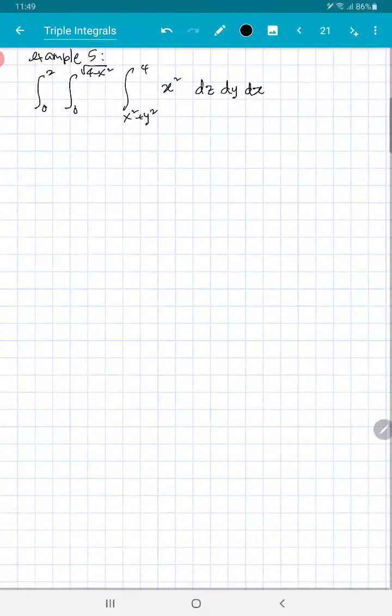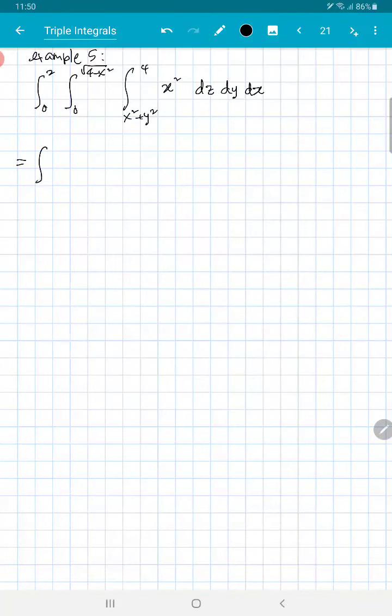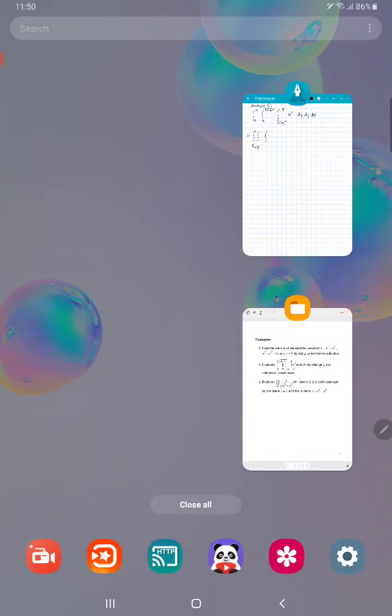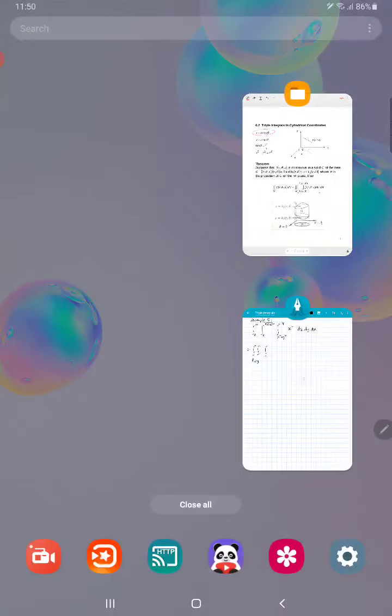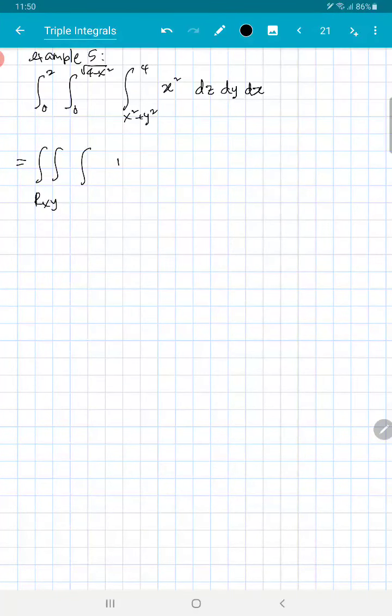Okay, so here we can straight away write this as R on the xy plane. The upper limit for z, well, first the integrand. So x squared, that's the integrand, will be replaced by r and theta. And if you recall, x is equal to r cos theta. So x squared will be replaced by (r cos theta) squared. And dz is still dz. But here, dy dx is considered as dA, so in cylindrical, that would be r dr d theta.